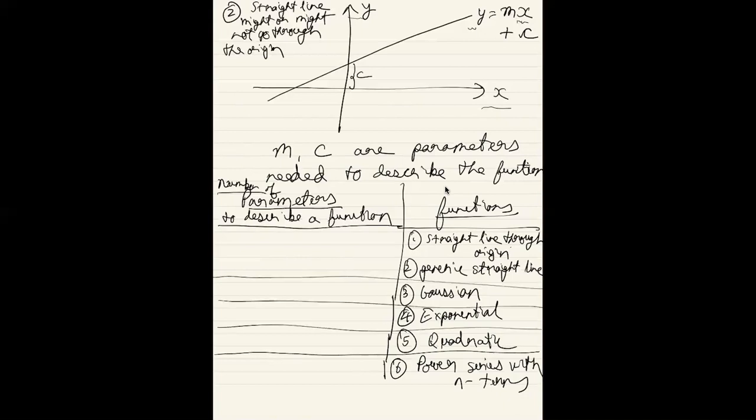So I would like you to go and think about the number of parameters you need to describe any of these functions. I will give you a hint. For the generic straight line we just saw, m and c are two parameters needed to describe it. So here the answer is 2. But what about the other ones? I would like you to think about it. And in the next module, in the next sub-module, so to say, we will start from this point.